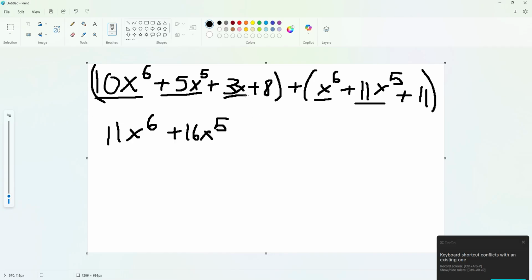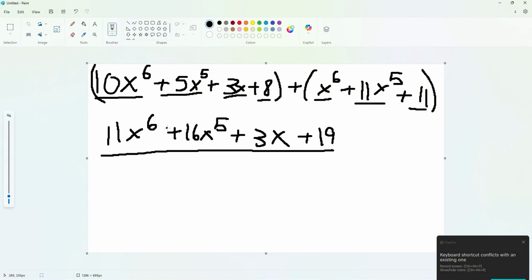Alright, let's move on to 3x. Now, we see that there are no x to the exponent 1 on the right side, so leave it as it is. Now, moving on to our final one, our constants. We have two constants here, 8 and 11, which make 19. So, we arrive at 11x to the 6th plus 16x to the 5th plus 3x plus 19. Now, this wasn't so hard as it seemed.